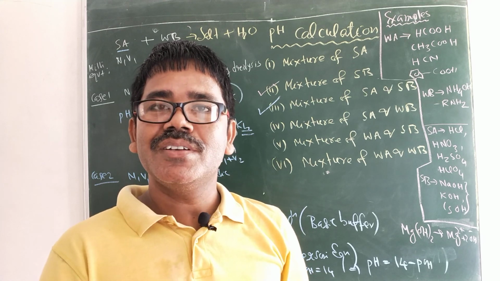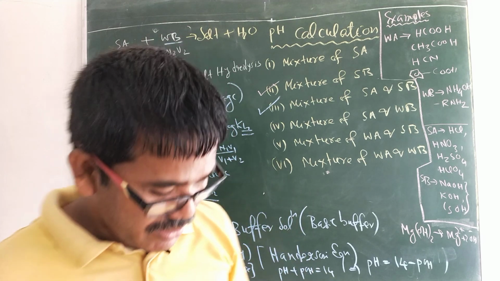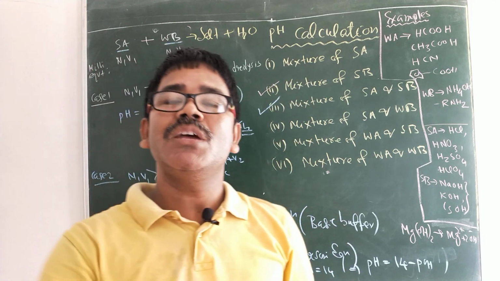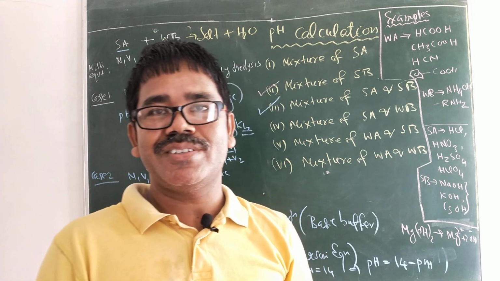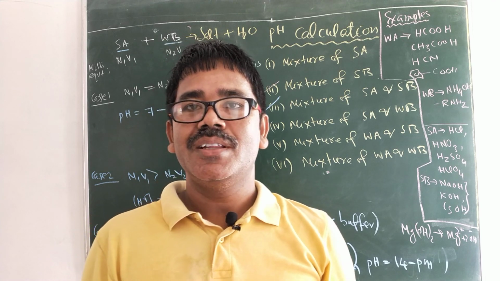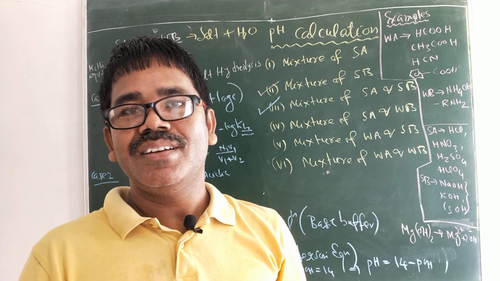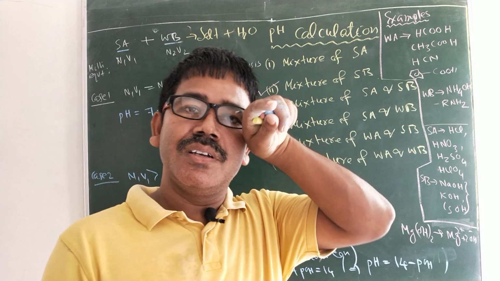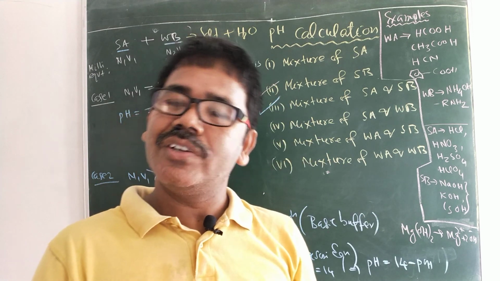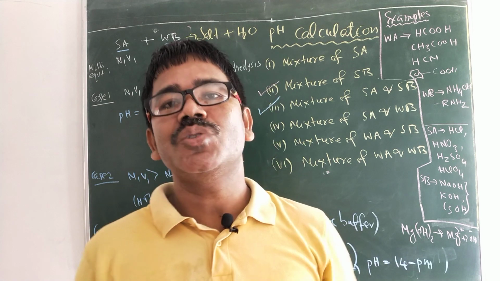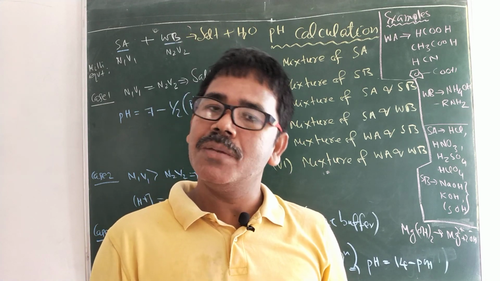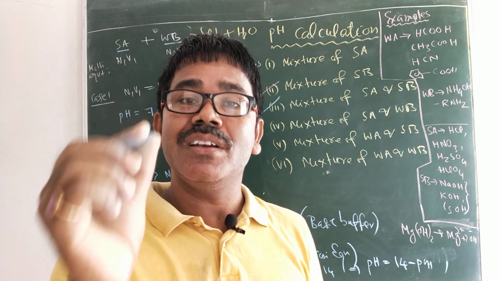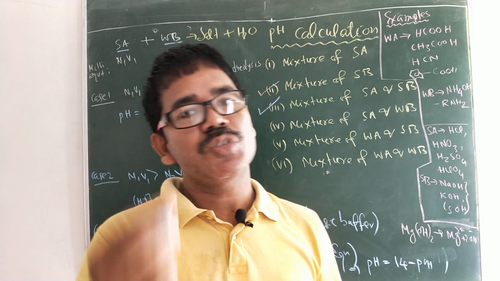A solution which resists the change in pH. If we add a small amount of acid or base from the outside, that kind of solution is a buffer solution. The pH remains constant. Like our blood is a buffer solution. We take acid, lemon, mango, which have citric acid. Even sometimes we take a base, baking soda, baking powder. The pH doesn't get changed.